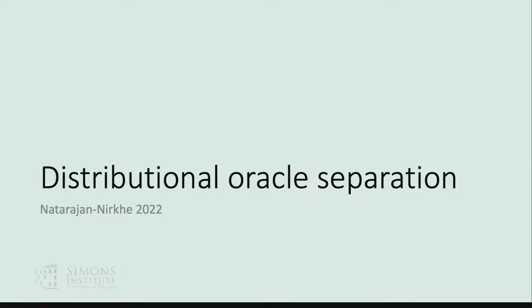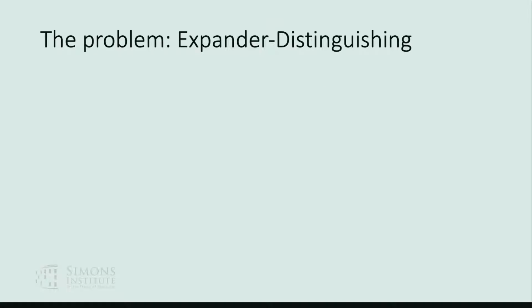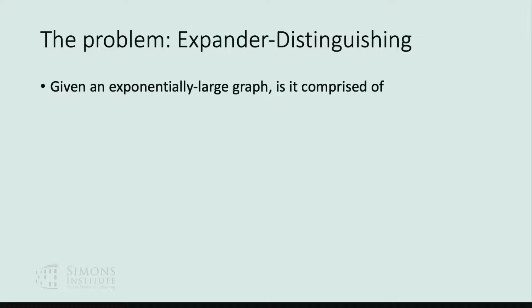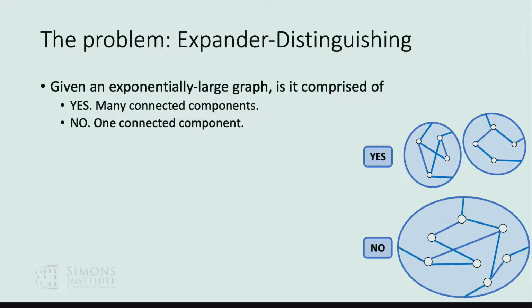Let's go to the distributional oracle separation of Anand and Chinmay. The statement is that there exists a distributional oracle that separates QMA and QCMA. And this is going to be a classical function in the sky that has randomness. And what's the problem? The problem is going to be expander distinguishing. I'm going to give you an exponentially large graph. And it's either going to be, in the yes instance, many connected components. In the no instance, just one connected component.